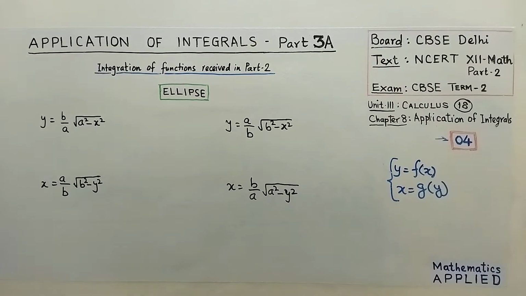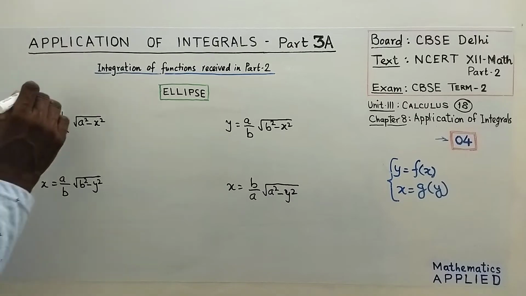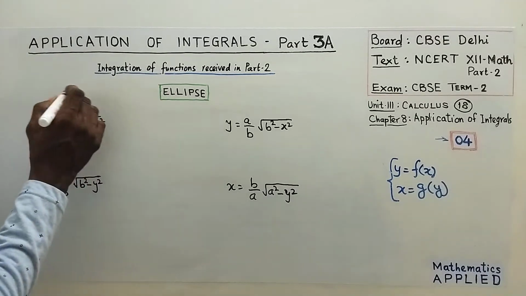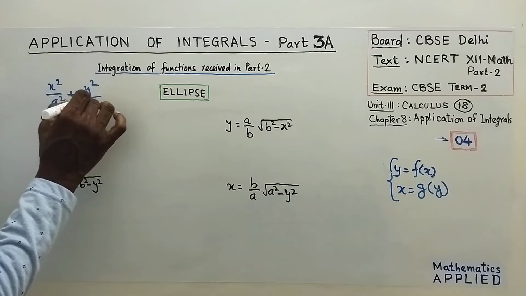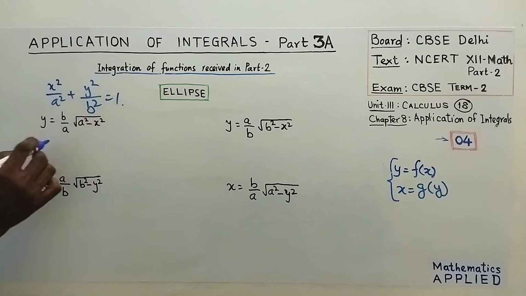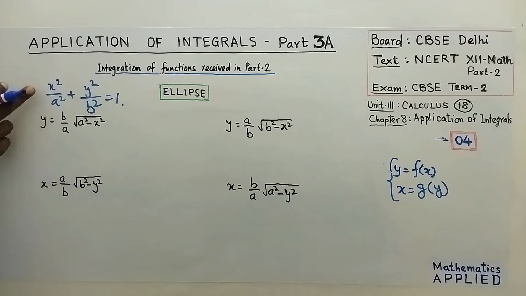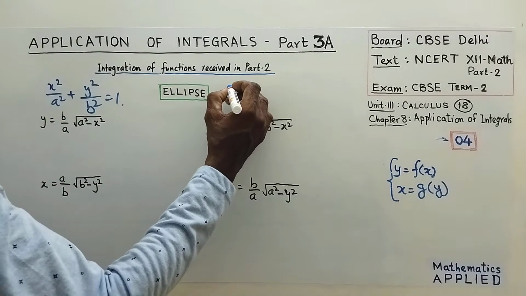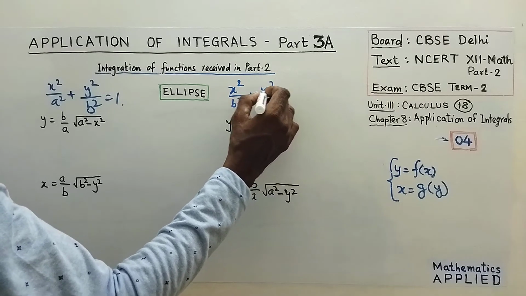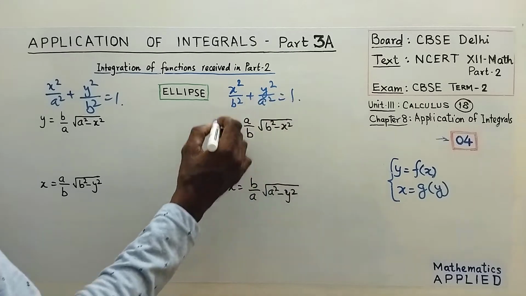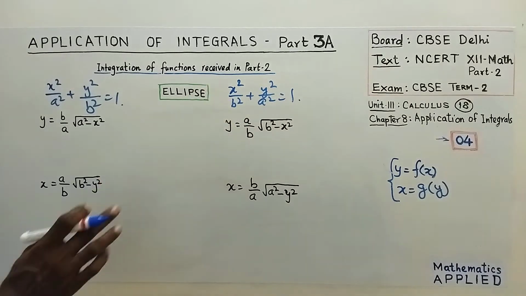So for the ellipse, we had this situation, right? This situation came because we had two equations for that. x square by a square plus y square by b square equal to 1. For this, we will have these formations. These two are the same ellipse, as we discussed in part 2. And then x square by b square plus y square by a square is equal to 1. This is the other one. For that, these are the formations.